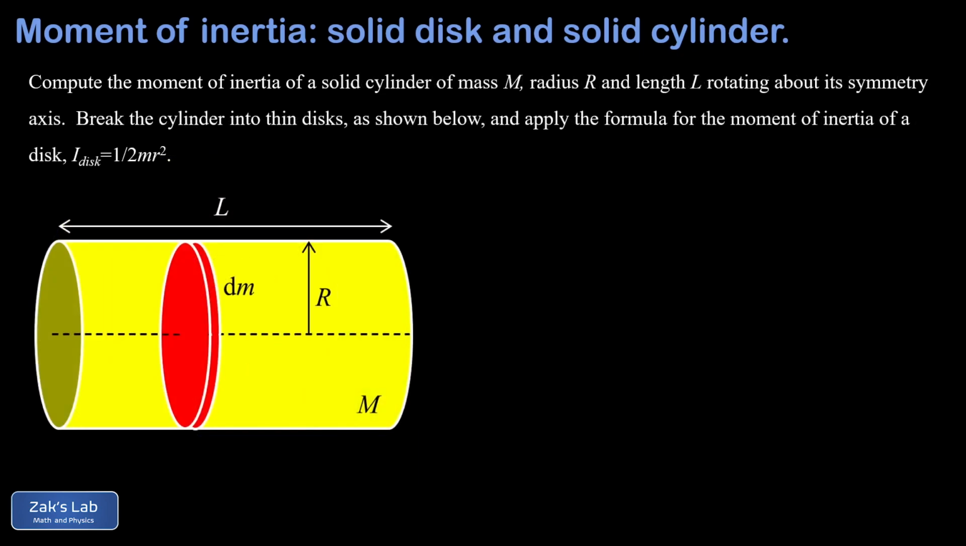Immediately after finding the moment of inertia of a disk, we're going to apply that to finding the moment of inertia of a solid cylinder. So you can see in the picture, the strategy there is to slice the solid cylinder into disks, and then we use the formula for the moment of inertia of a disk that we found in the first part.